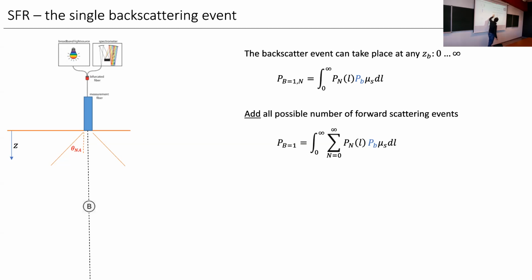For the complete signal, we would also have to take into account all possible numbers of forward scattering events. So this term within the integral has to be summed over n from 0 to infinity forward scattering events. So this is the final expression for that. PB is just the constant, and the rest is a vector of zero.